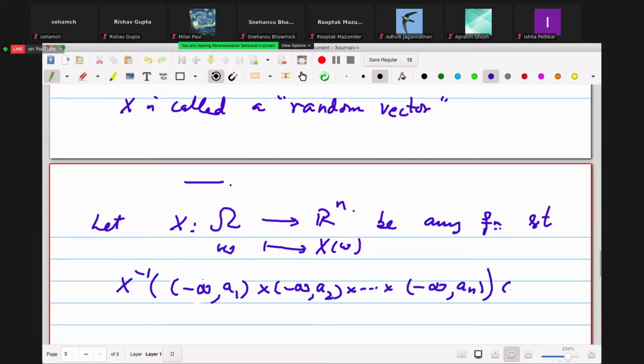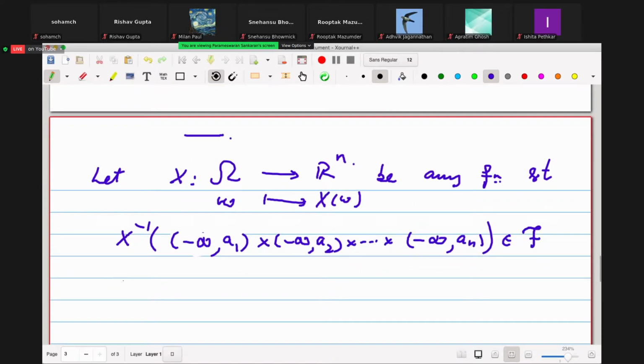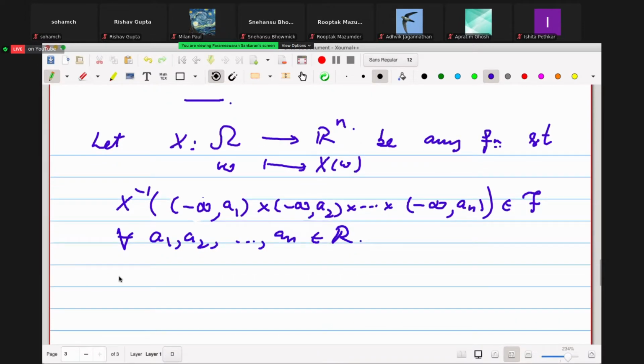And this must be in F. You just demand it for all a1, a2, ..., an, for all real numbers a1, a2, ..., an in the reals. Then x is a random vector. Already we have defined what a random vector is, and in fact, x is equal to x1, blah blah blah.